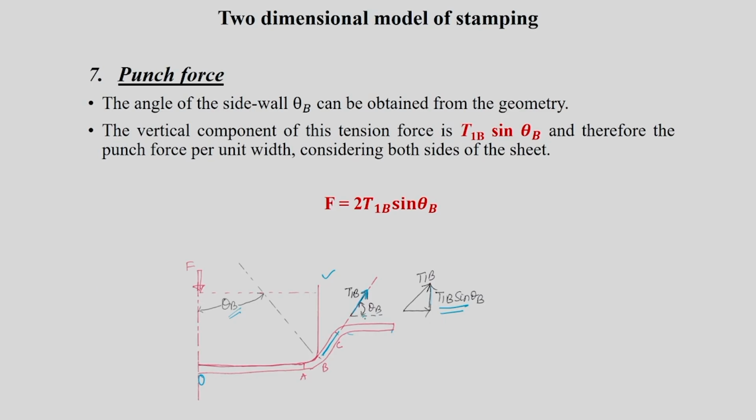So which is going to have theta B with the horizontal axis, and which will give my vertical component as T1B sin theta B. And what I am going to do is equate this F and put 2 before, twice that of the tension T1B sin theta B, because it is taken as symmetric with respect to the axis. Okay. So we can get the force per unit width considering both sides of the sheet. We can get it as F is equal to 2 into T1B sin theta B, where theta B has to be known to you, okay, and T1B has to be calculated with the previous expression that we have derived in general for T1.